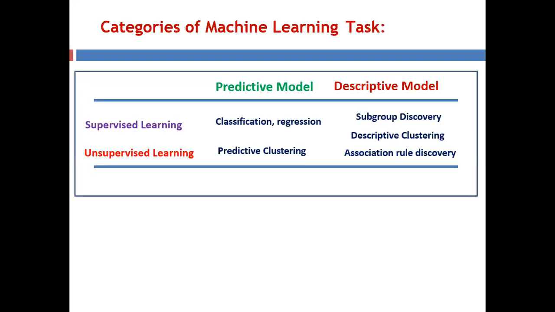So let us move to the next slide, that is the categories of the machine learning task. We have already seen there are two types of categories for the machine learning task: supervised learning and unsupervised learning. The supervised learning task uses the predictive model, which covers the classification and regression tasks, whereas subgroup discovery and descriptive clustering, in supervised learning, use the descriptive model. In case of unsupervised learning, predictive clustering uses the predictive model, whereas association rule mining, sometimes also referred to as market basket analysis, uses the descriptive model.